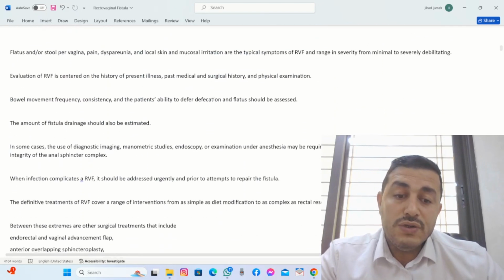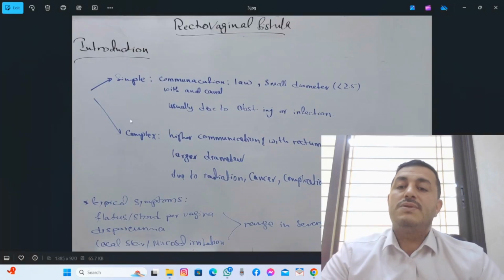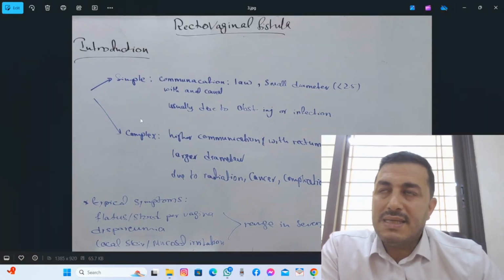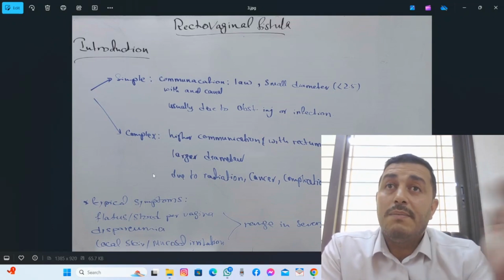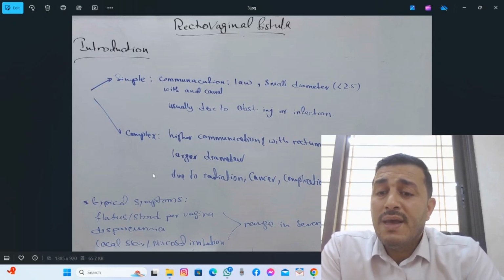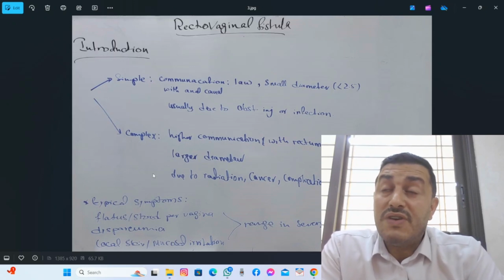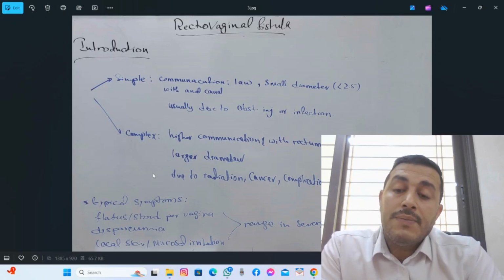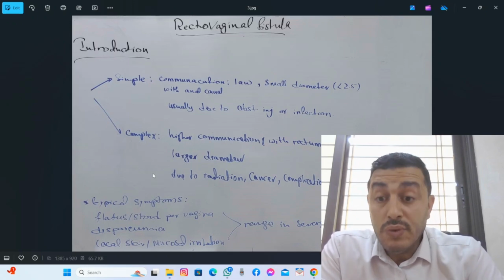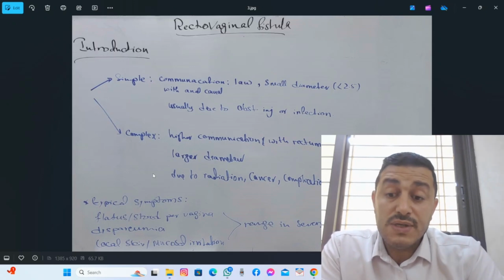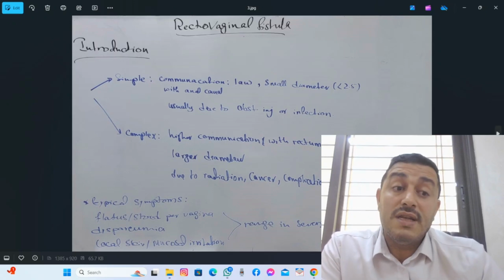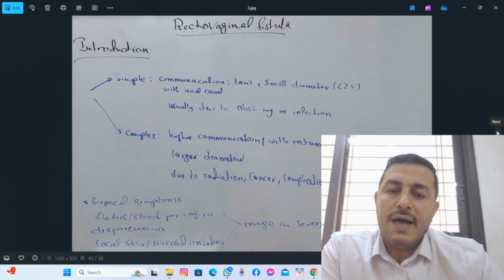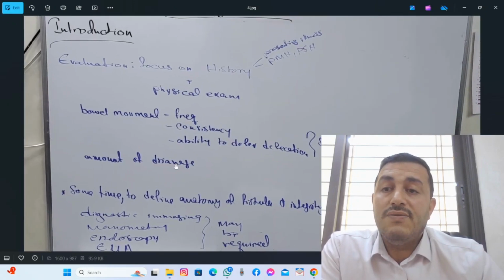So if we are talking about the symptoms, we have typical symptoms that range in severity. These include, actually, we have a connection between the rectum and the vagina, so flatus and stool per vagina is one of the symptoms. Dyspareunia, painful sexual intercourse, local skin and mucosal irritation are symptoms that range in severity from mild, moderate to severe.